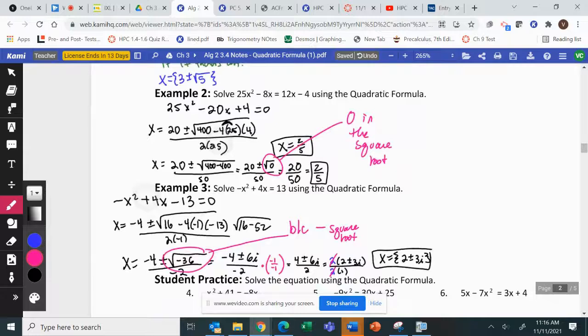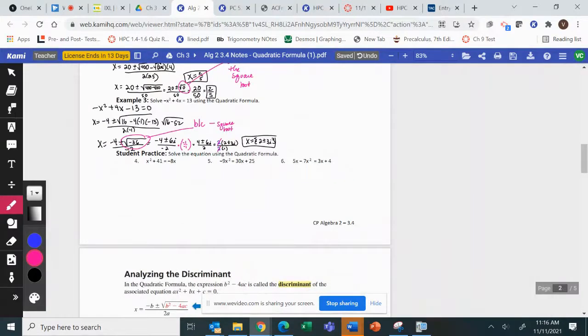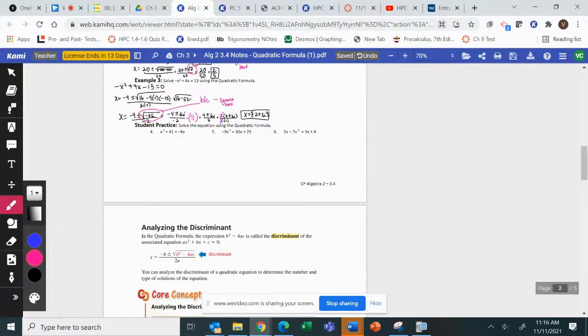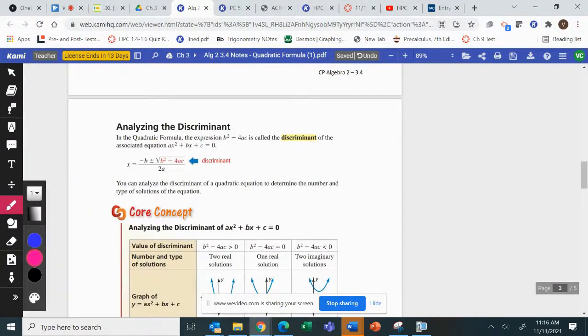Okay, I am stopping. Listen. I am stopping our notes here. We didn't do as many examples as I would have liked because we have to start that survey thing. Tomorrow we will be doing analyzing the discriminant. Now, you'll learn about it tomorrow. BTW, we already learned it. I just didn't give it a name yet.